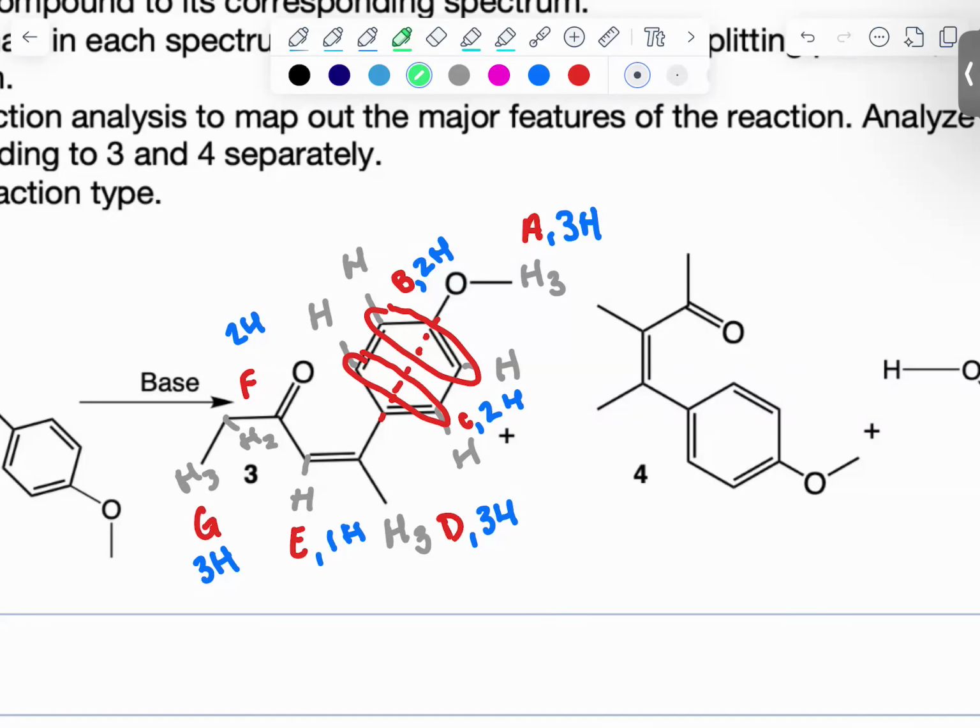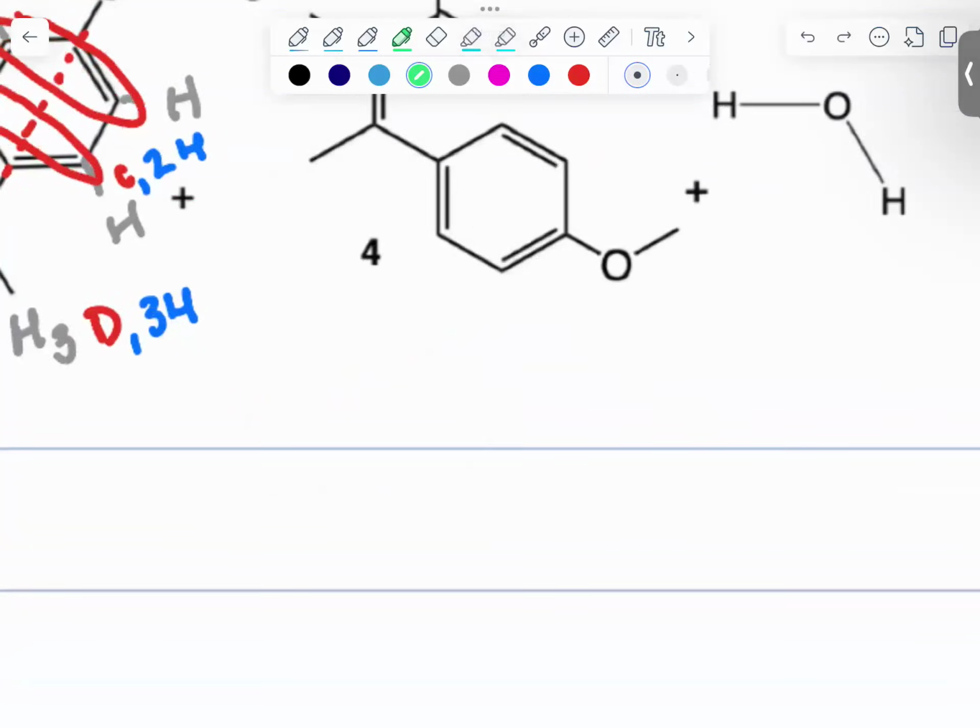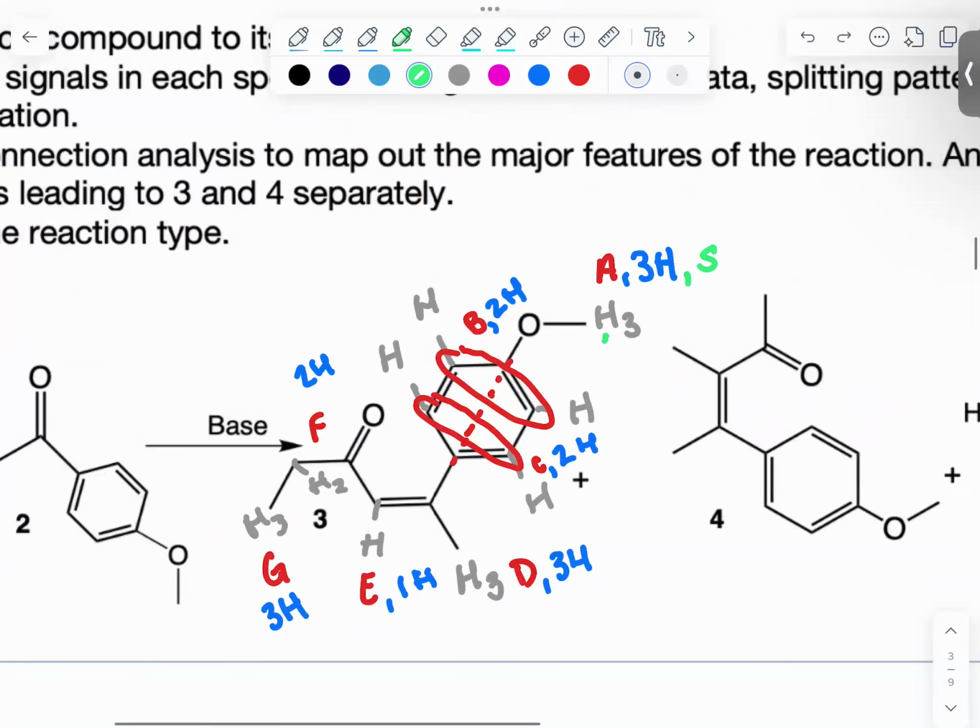Yes, we're going to figure out the splitting. How do we figure out the splitting? Looking at our neighbors. So what splitting would we expect to see for signal A? Why? It has no proton neighbors. Okay, what about B? Doublet. We have one neighbor.